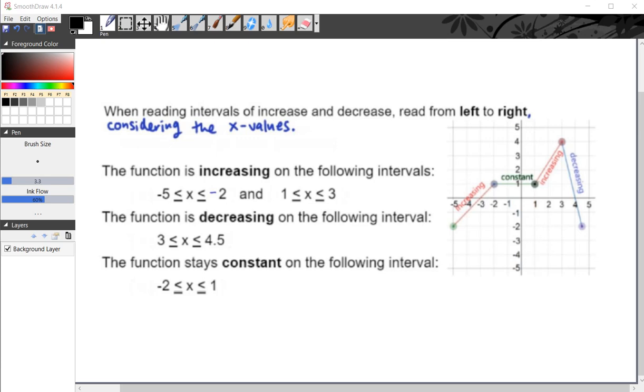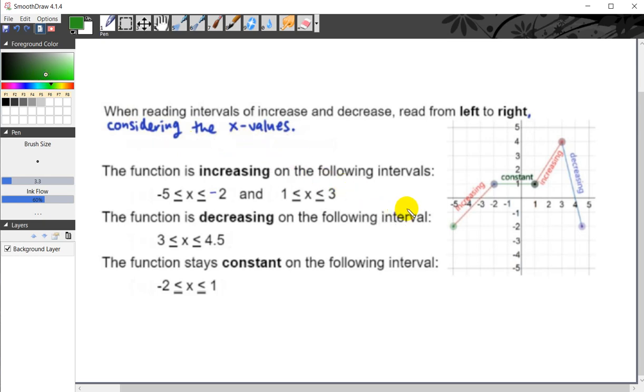Hello. Okay, so the purpose of this video is to basically describe how to identify key features of graphs. Okay, so let's first talk about how to identify intervals of increase and decrease. Okay, so what we have here, as you can see, this function here, generally what you do is you read from left to right, and this part's important here, considering the x values.